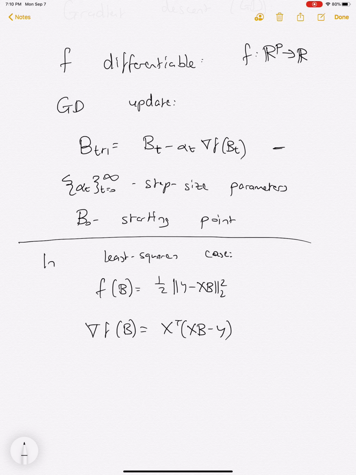X is an n by p matrix, so x transpose is a p by n matrix, and these are both n-dimensional vectors. And so the gradient should be p-dimensional because the function is a function of p variables.